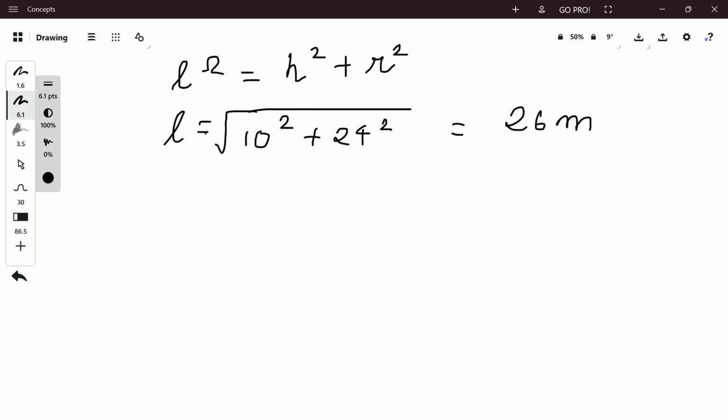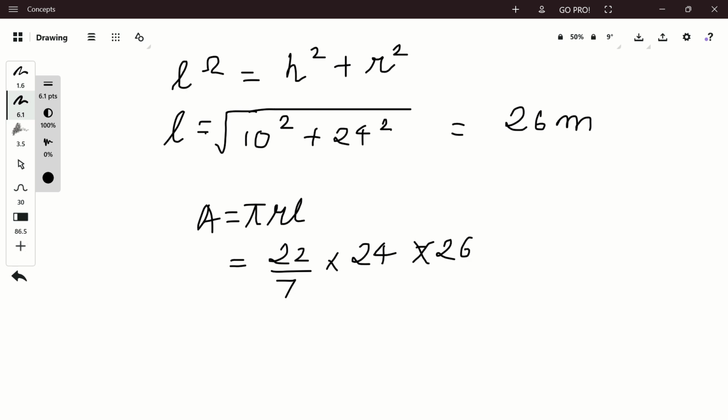The area of the canvas required to cover is the curved surface area given by A is equal to pi r L. Using pi as 22 by 7, that is 22 upon 7, into r, that is 24, and L, which is 26. That is 13728 upon 7, which is equal to 1961.14 meter square.